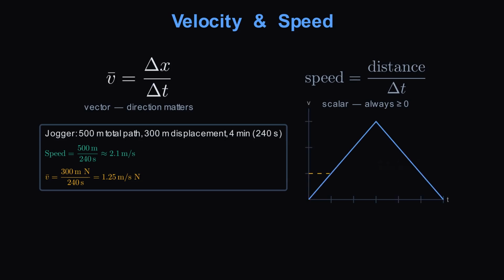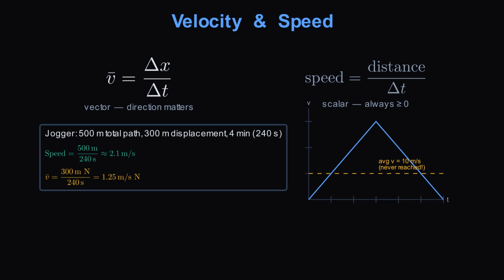Consider a car that accelerates from 0 to 30 meters per second, then brakes back to 0. Its average velocity over the entire trip might be 10 meters per second, but at no single moment during the trip was it actually moving at 10 meters per second. The average is a useful summary, not a description of any specific instant.